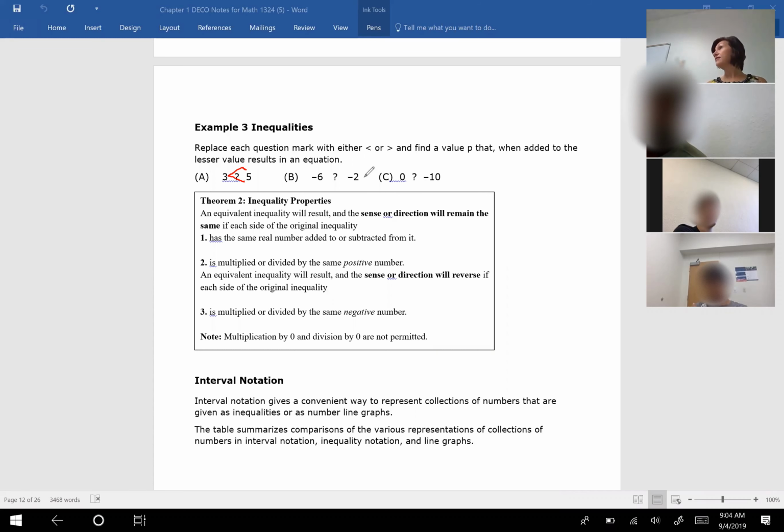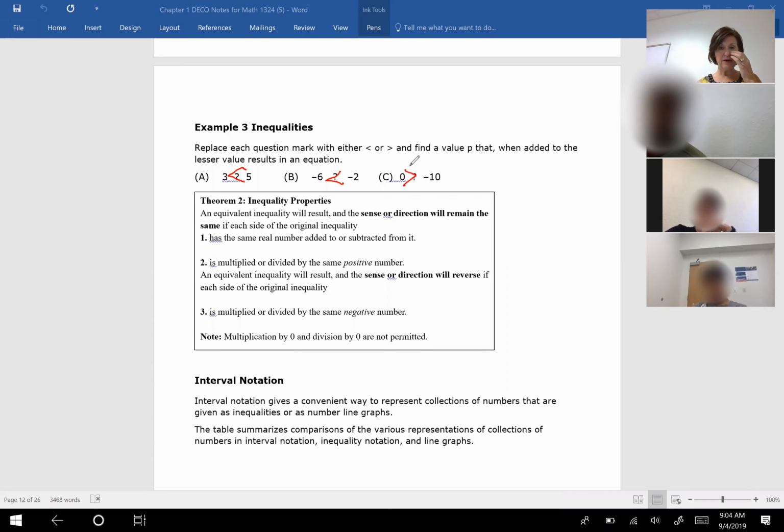Okay, then -6 is actually further away on the left side from 0 than -2 is. So what would be true on the positive side actually looks opposite when you're on the negative side. And then what would be true when you compare 0 and -10? What would go in there? 0 is greater than -10.